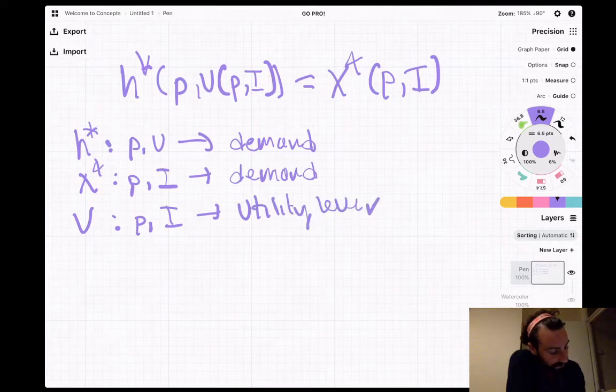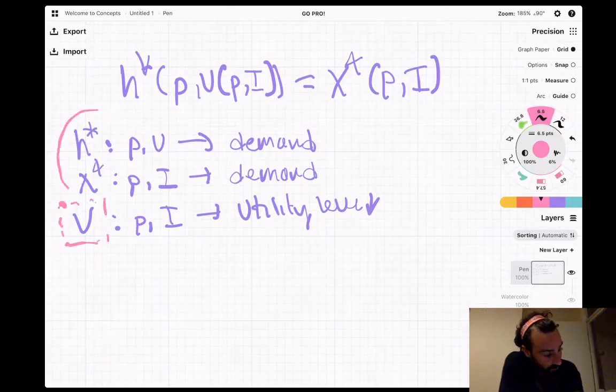So what this is saying is that if we first solve V and then we plug it back into H, right, because H takes a utility level, so we're going to take this V and plug it in for that U there, right? That's what we're doing. We're sticking it in as the second argument of our H function, and what we're getting out is a demand. So on the left-hand side we have H, which takes a price and a utility, and on the right, we have a price and an income, and we're saying that those two things are equal. They're both the same demands.